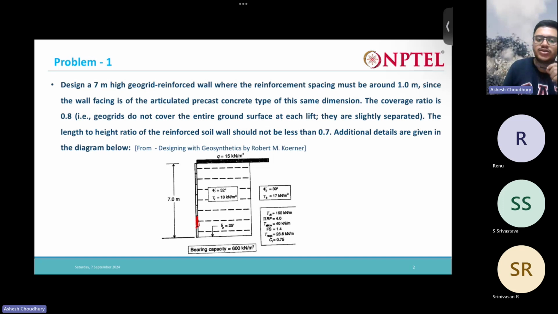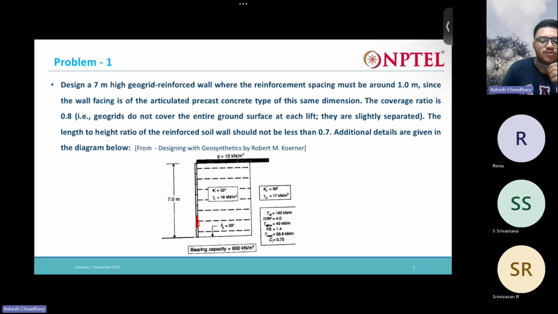Additional details are given in a diagram below. What are these details? We can see a surcharge of 15 kilonewton per meter square acting on the top, and the properties of the reinforced soil are given. The reinforced soil friction angle is 32 degrees, and the unit weight of the reinforced soil is 18 kilonewton per meter cube.